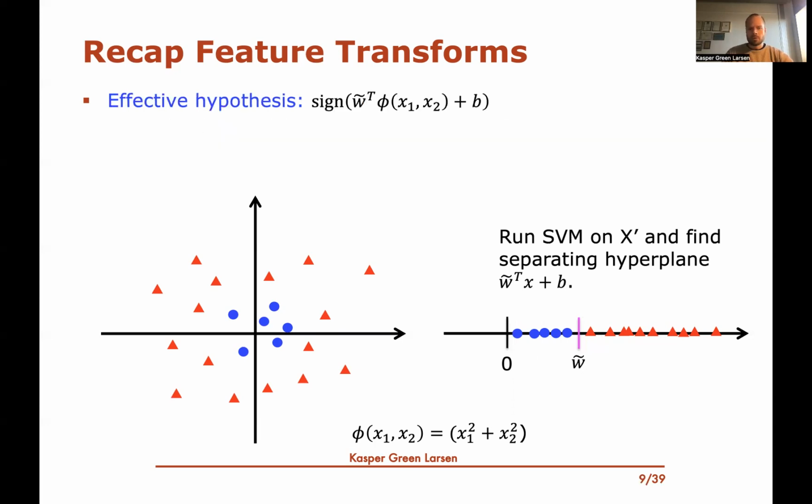And then if we get a new point and I want to make a prediction on it, I first feature transform. So a new input point belongs in the original feature space and has two features, x1, x2. I would then first feature transform them to map them to this feature space. Then I'll compute the inner product with W tilde, add the bias, and take the sign.